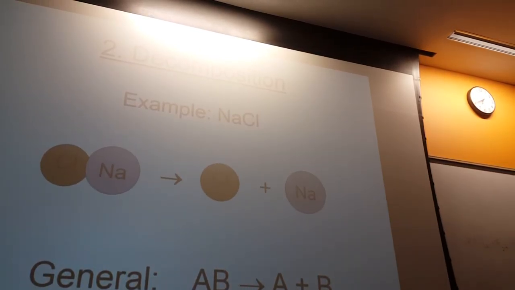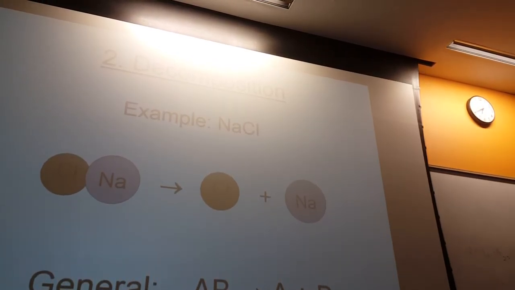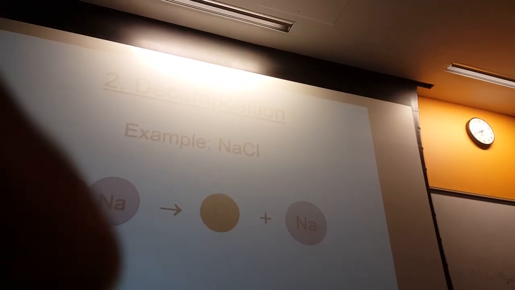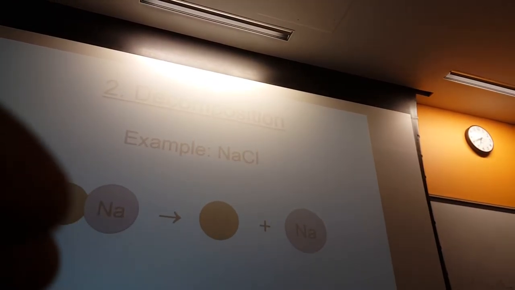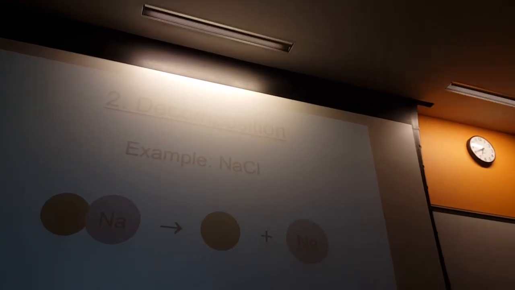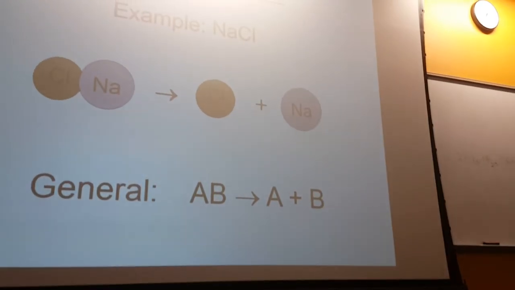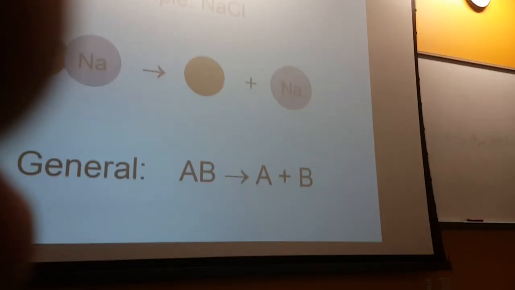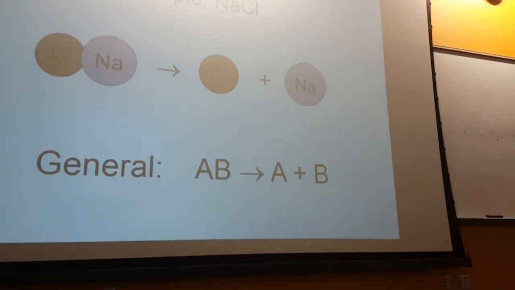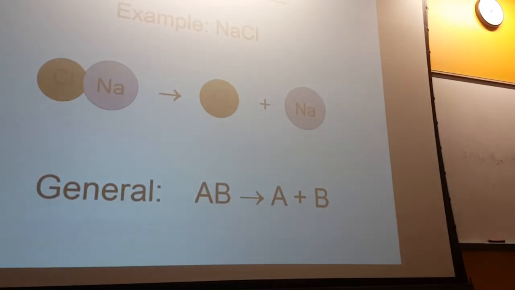So this goes the other way. It's the opposite of synthesis. Rather than A plus B yields AB, you got AB breaks back down into its constituent parts, A and B. And it can be either compounds or elements, it doesn't matter. It can be a compound and element, or element and compound, or element and element, or compound and compound. As long as it's synthesized into one thing, that's synthesis, and broken into parts, decomposition. So here direction matters.